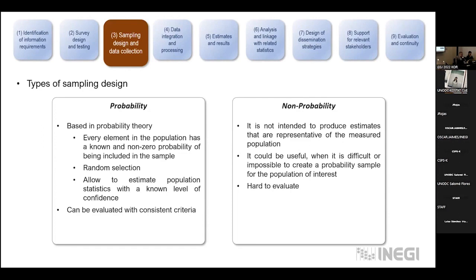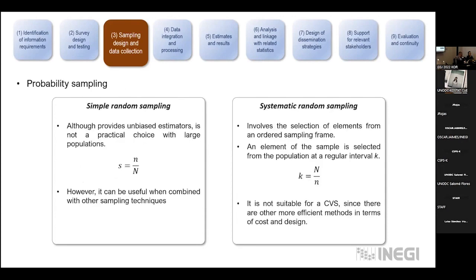Another disadvantage is that it's hard to evaluate. We cannot be sure how good the results are. There are no estimations, so there are only plain results, and there's no way to evaluate them, or only by making some assumptions about the population considered.